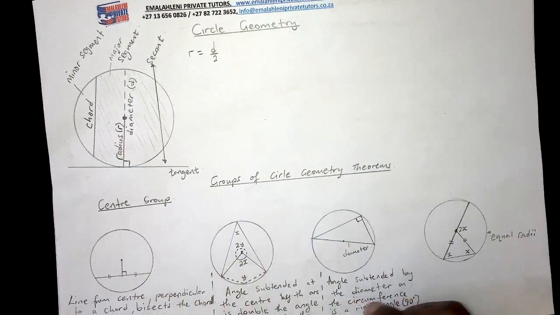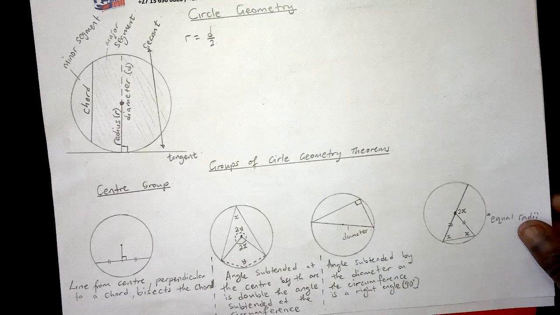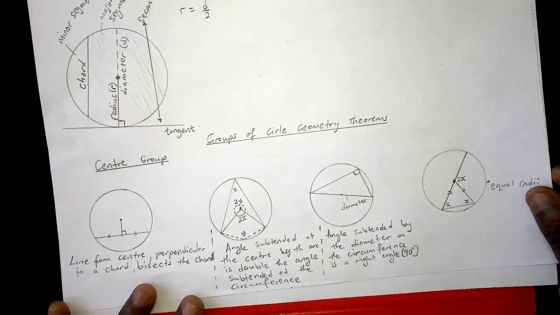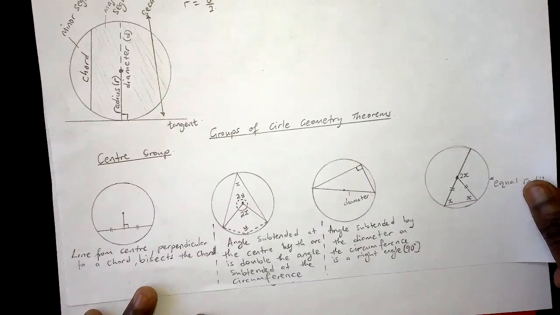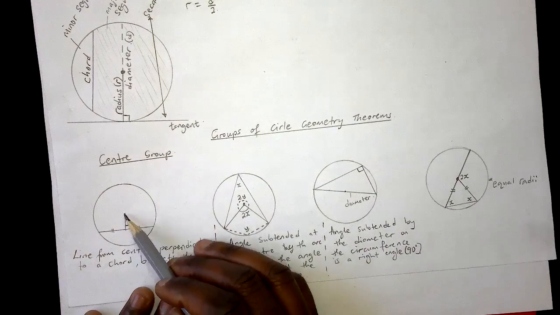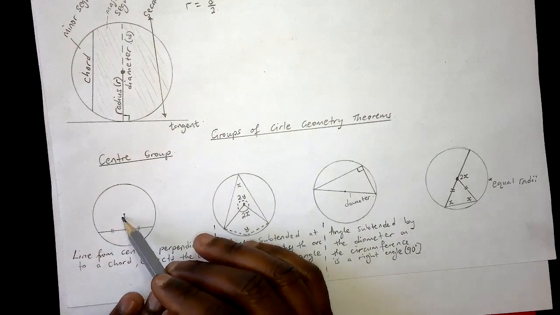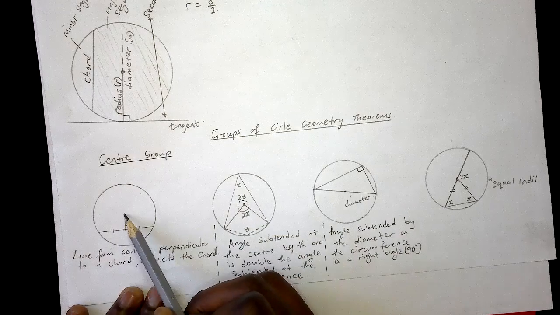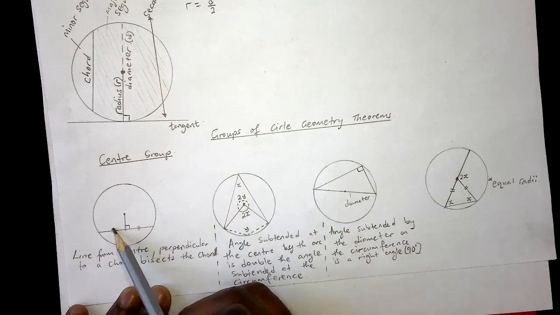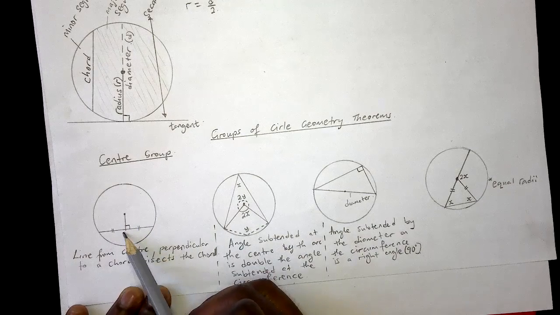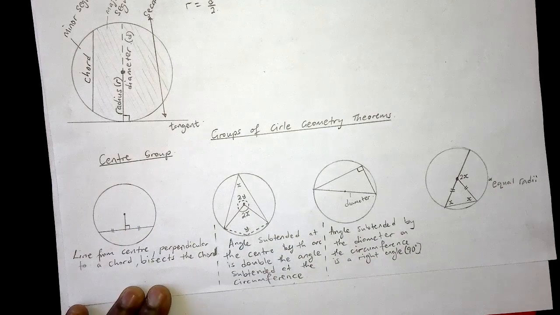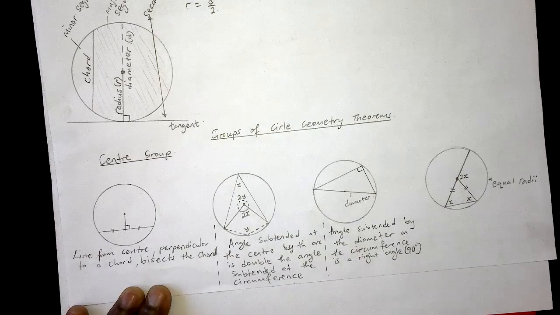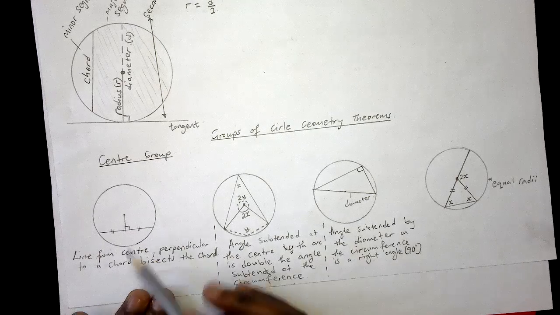Okay, now let's move on to groups of theorems, the circle geometry theorems that you need to understand. So we have the center group. With the center group here, we are looking at a line from the center which is perpendicular to the chord. We are saying if the line from the center is perpendicular to the chord, it bisects the chord. So you must understand this theorem here.